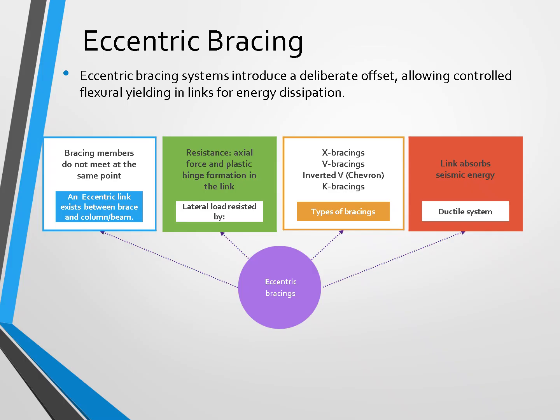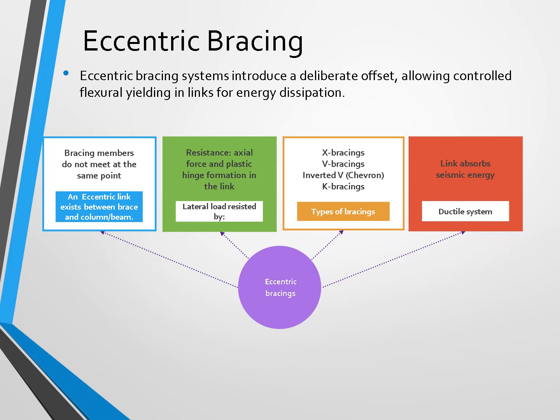An eccentric link exists between brace and column or beam. Bracing members do not meet at the same point. Because we have an offset, this offset is a link that has the responsibility of dissipating lots of energy. So it is suitable for a high seismic zone because it provides high energy dissipation capacity as well as introduces high ductility to the structure.